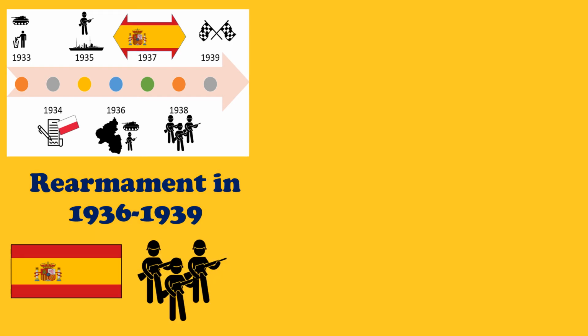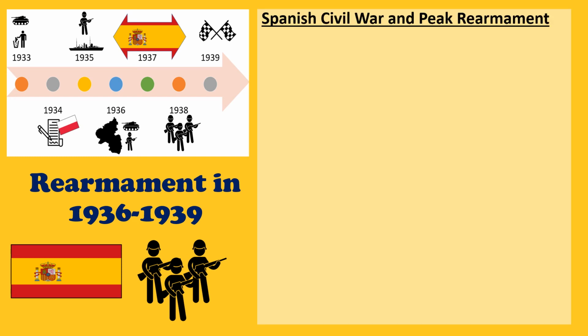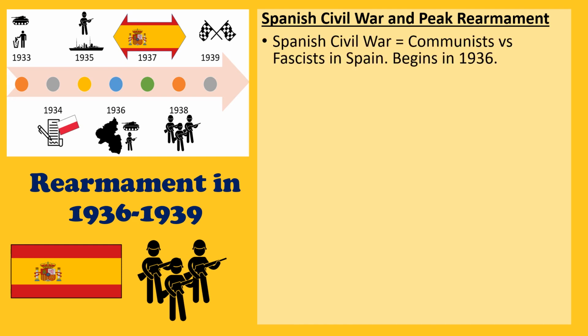So here we're going to be kind of bringing things together, looking at late 1936 up into 1939 and the outbreak of the Second World War. And a big part from that, as you can see from that double arrow at the top there, is events that happen in Spain. So we're going to be taking a look here at the Spanish Civil War and the peak of Germany's rearmament program.